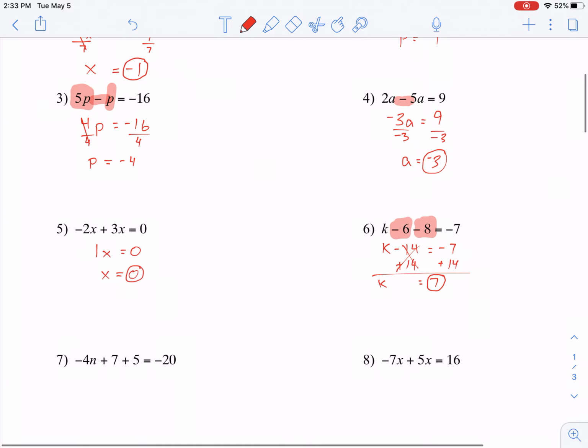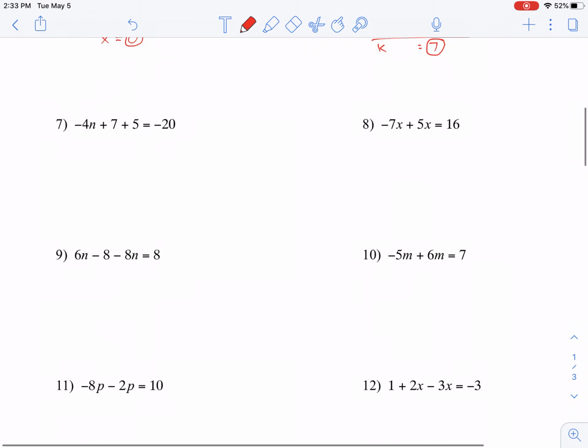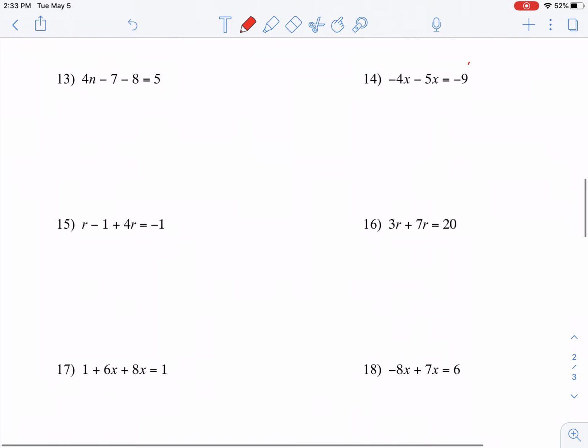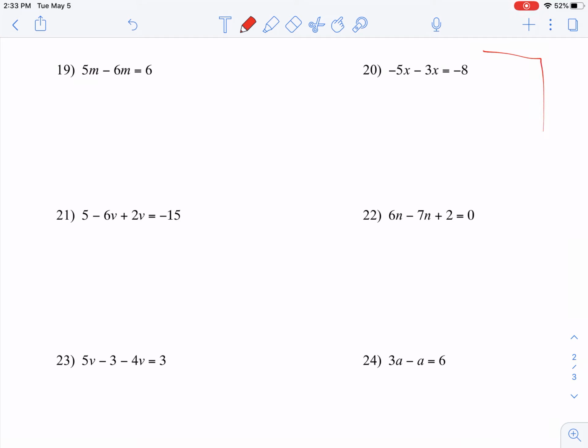Again, there are only going to be 6 problems for each assignment. So the first assignment will be these 6. The second assignment will be these 6. And the third assignment will be these 6.